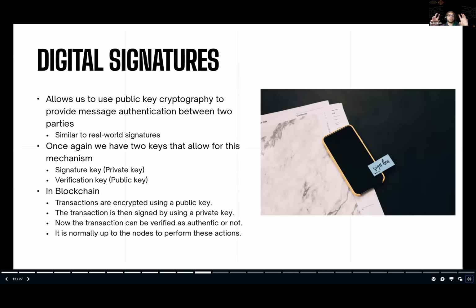The transaction is separate from the signature, and they're sent together. This is typically something that the nodes perform. So it's not really your responsibility, but if you download mining software or something, it'll do it for you. And a wallet like Metamask would do that for you on the fly as well. That's digital signatures.